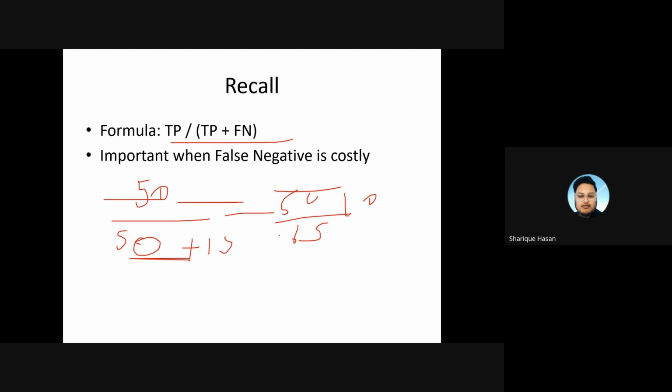So we take 10 by 13. We're going to divide it and get the answer. Okay. Now, why do we call it recall value?